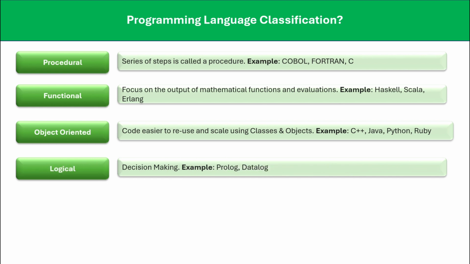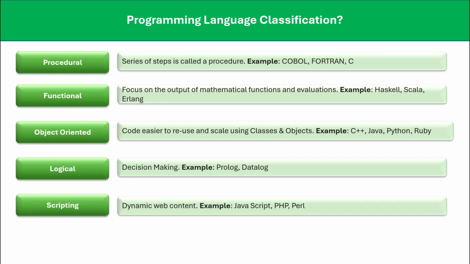and we also have logical programming languages, which help in decision-making capabilities. Examples of logical programming languages include Prolog, Datalog. And then come the scripting languages, which help us build websites or dynamic web content. Examples of scripting languages include JavaScript, which is quite popular, we all know that, PHP, Perl. All these are good examples of scripting languages.